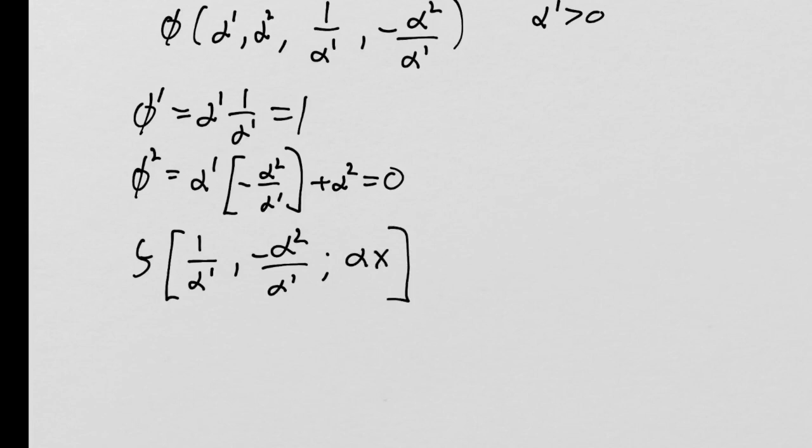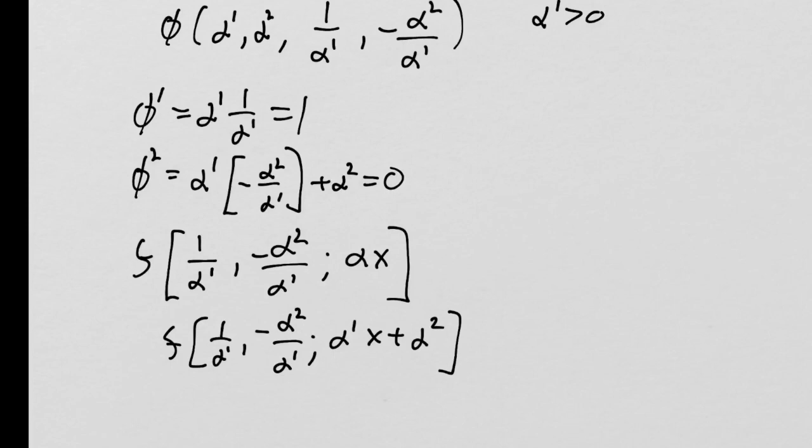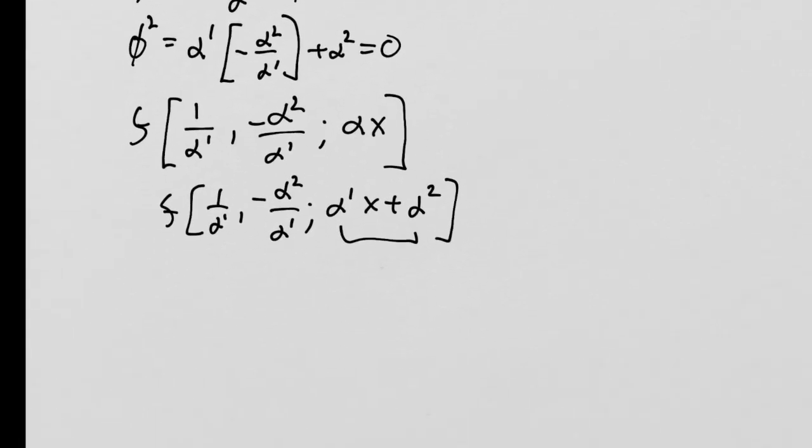Well, what's alpha x? Alpha x is alpha 1 x plus alpha 2. So we're looking for f of 1 over alpha 1 comma minus alpha 2 over alpha 1 acting on this particular coordinate, alpha 1 x plus alpha 2. It should undo the alpha. This operation should undo that one.